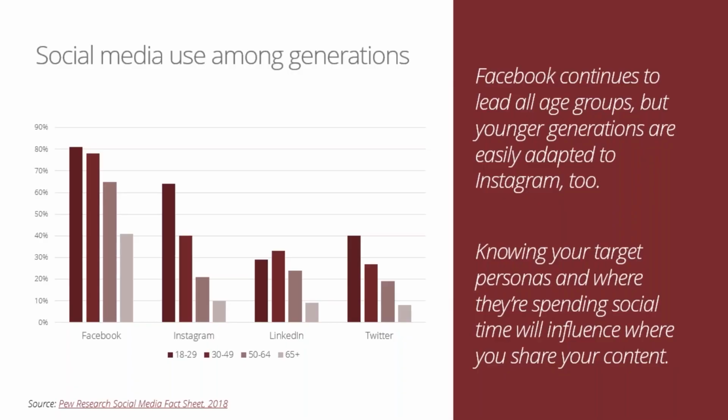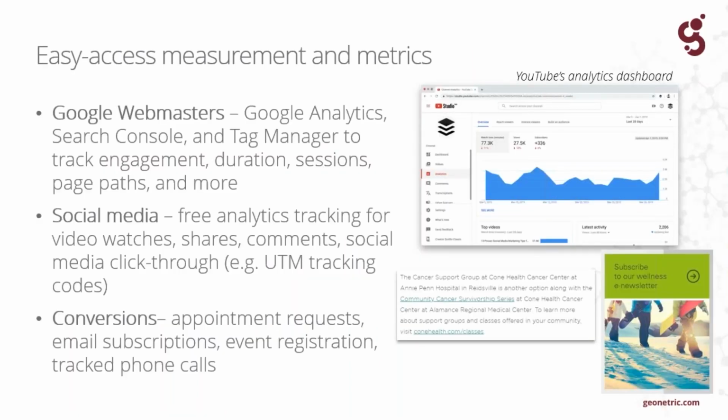So for example, Pew Research did a social media fact sheet in 2018, and you can kind of see the different variances of age groups and generations on the different social platforms today. And Facebook continues to lead everyone, and knowing your target personas and where they're spending that time could influence how you share that content. So as they inevitably do, will shift in terms of social media popularity. Knowing where to target that information and that content is going to be ever more important. And so use that to help drive your editorial calendar, drive where you're going to share some of that information as you publish it.